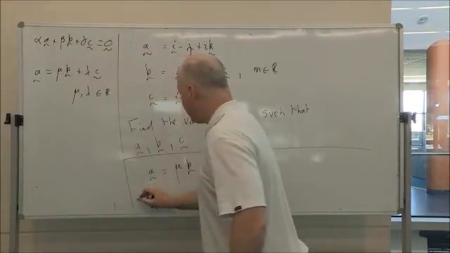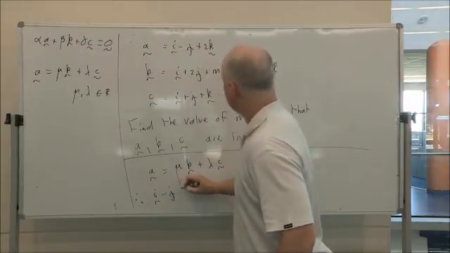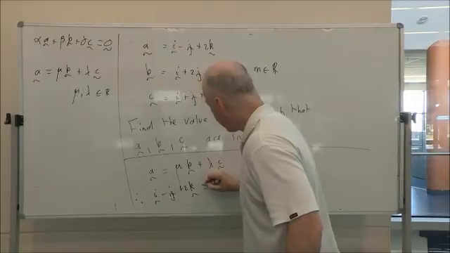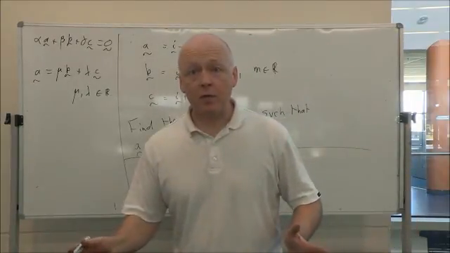Now, I'll put in what A is. My vector A was i minus j plus 2k equals. Now, I'm going to do all of this at once.